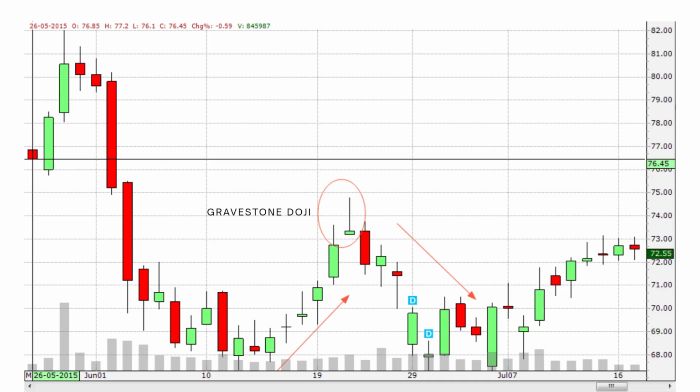Gravestone doji. The gravestone doji is a candlestick pattern that often signals a potential bearish reversal, especially when it forms after an uptrend. What it looks like: the open, low, and close prices are all at or near the same level. It has a long upper wick and little to no lower wick. It looks like an inverted T.